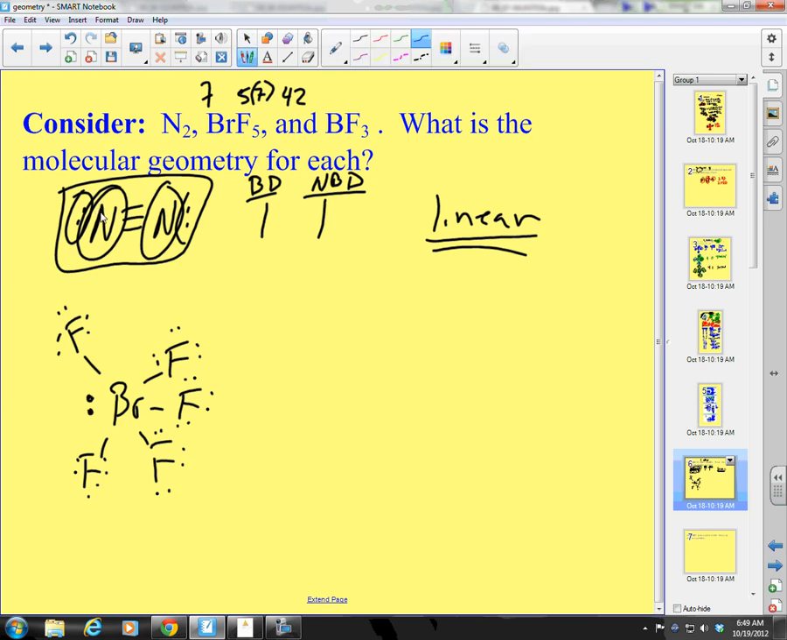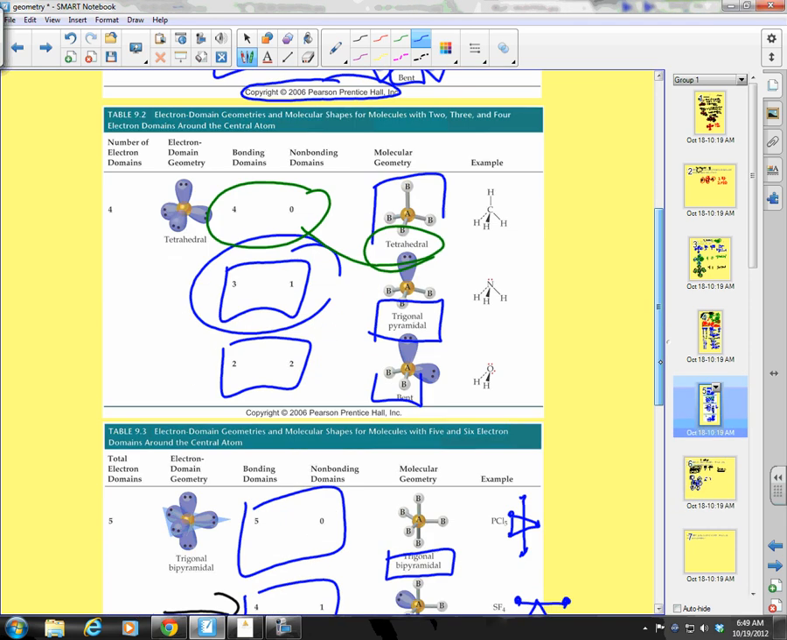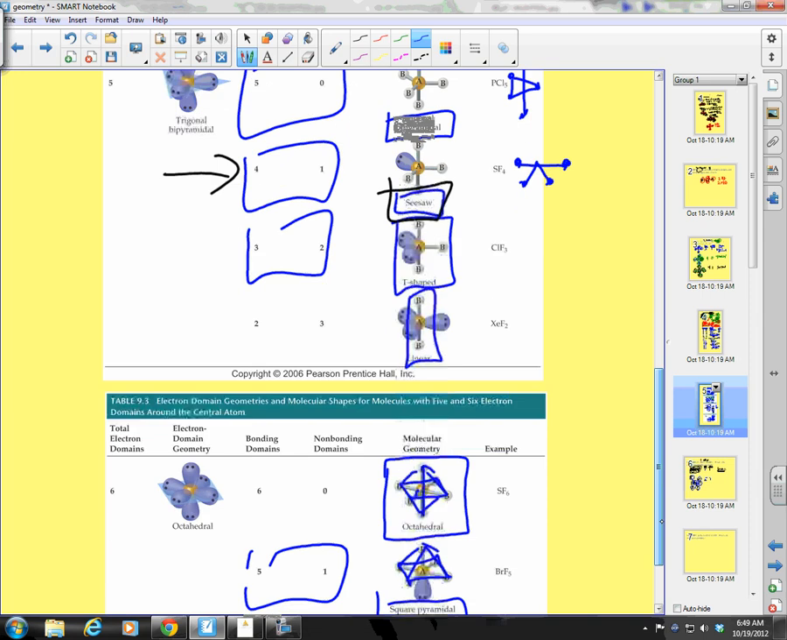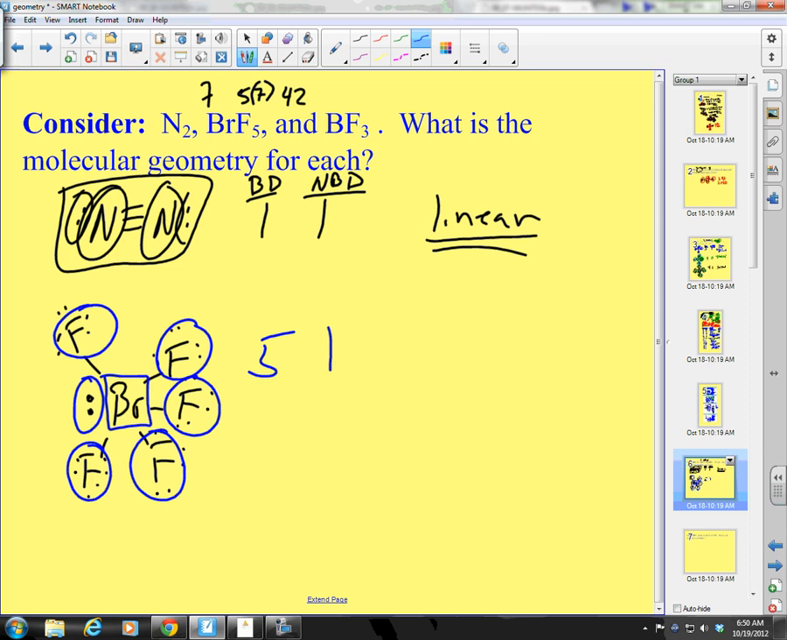Remember, you have to draw your picture first properly. Here's my central atom. How many atoms are directly bonded to that? 1, 2, 3, 4, 5. So that's a 5. And how many unshared pairs? 1. That's a 5, 1. We go to our beautiful pictures. What is a 5, 1? A 5, 1 is square pyramidal.